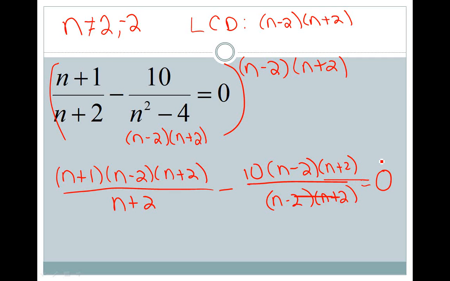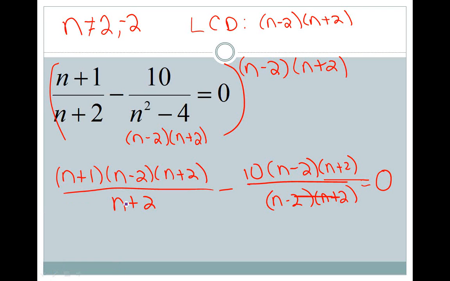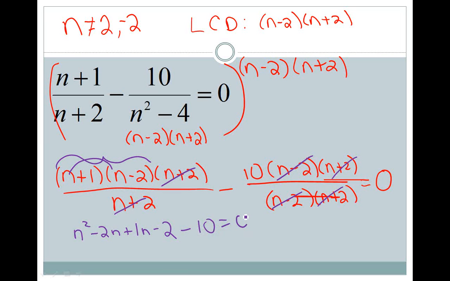Equals 0. Now again, equals 0 because 0 stays 0, which is nice. That's a common mistake, though. Lots of students want to change that. So canceling, reducing, what reduces? All right, so now it looks like I'm going to have to multiply those two things together. That's n times n is n squared, minus 2n plus 1n minus 2. That's our good friend, the FOIL method. Minus 10 equals 0.